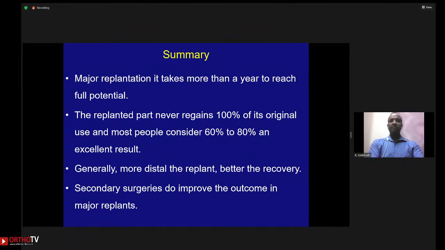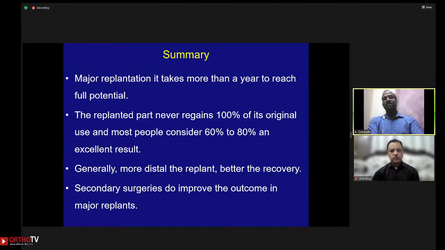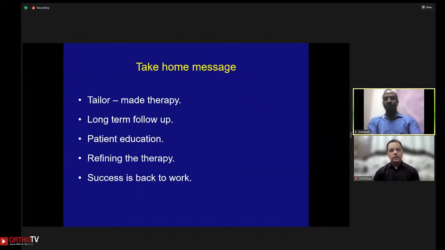So as of now, to summarize the talk, major replantation takes more than a year to reach its full potential, and the replanted limb is not going to be 100% functional, but at least it reaches 60 to 80% excellent results. Moreover, guillotine amputation gives good results rather than avulsion amputation, and children will recover more than an adult. And also the secondary surgeries will improve the outcomes in major replants too.